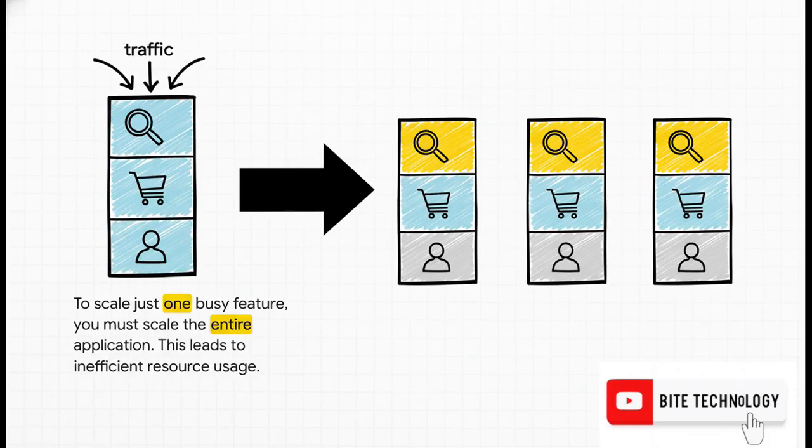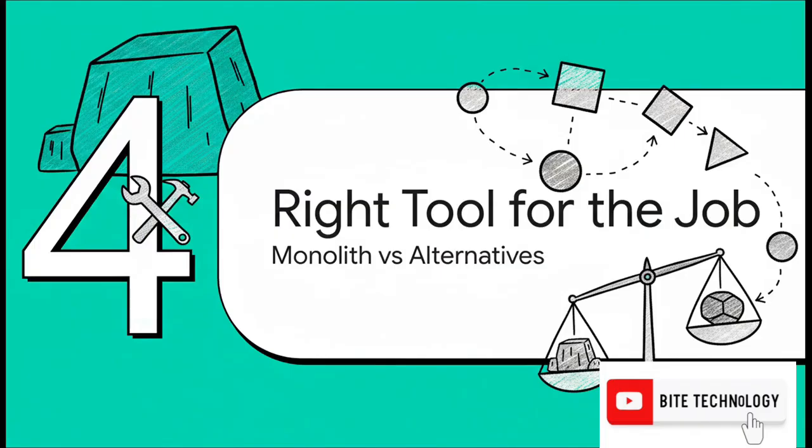But the biggest problem of all is usually scaling. Just imagine it's Black Friday, and your product's search feature is getting hammered with traffic. To handle that load, you have to make copies of the entire application, including the parts that handle payments or user profiles, which are just sitting there, not busy at all. It's like having to buy a whole new car just because you need a bigger trunk. It's incredibly wasteful. So, it's pretty clear this isn't about good versus bad architecture. It's all about context. The monolith is just a tool, and the real key is knowing when it's the right tool for the job. So, if it's not always the answer, what are the other options on the table?